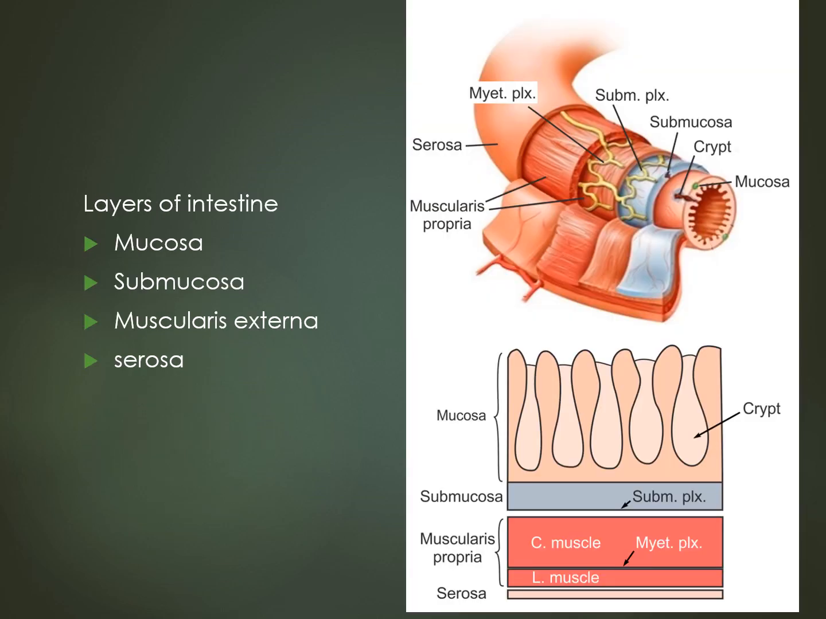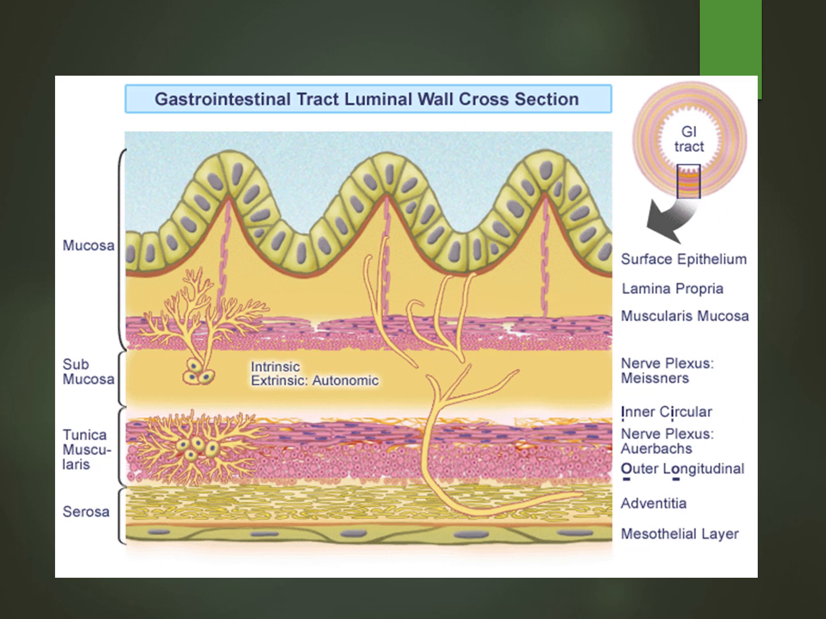Coming to the histological layers of intestine from inner to outer, they are the mucosa, submucosa, muscularis externa and a serosa. And this slide shows the basic four layers of gastrointestinal tract. Mucosa, this one is mucosa. It is composed of lining epithelium, then lamina propria and the muscularis mucosa.